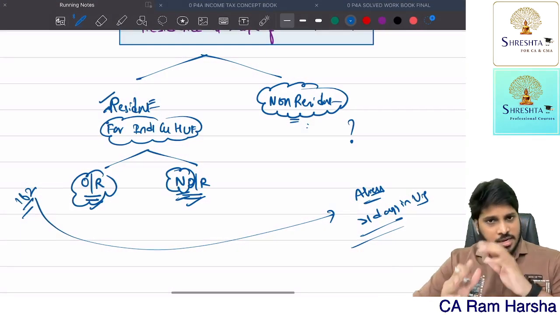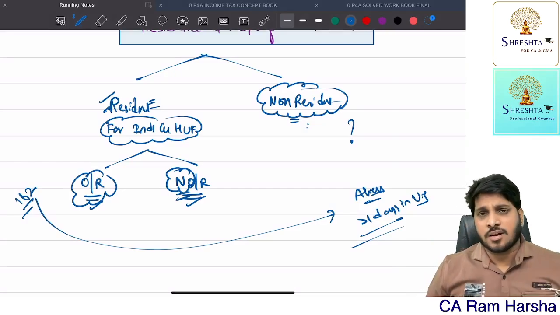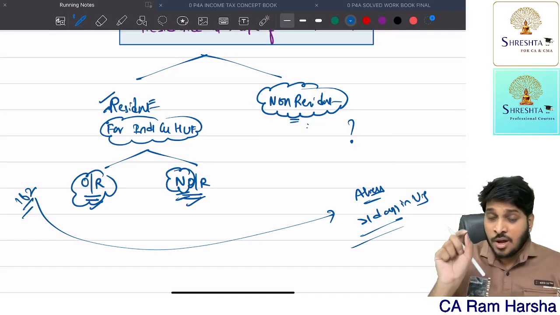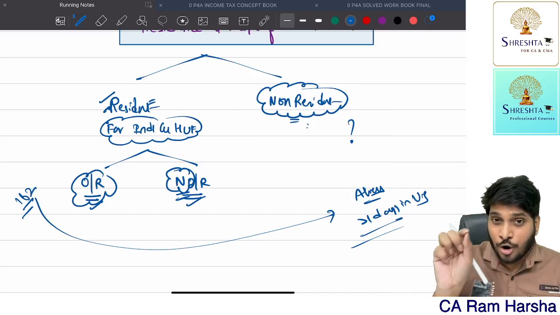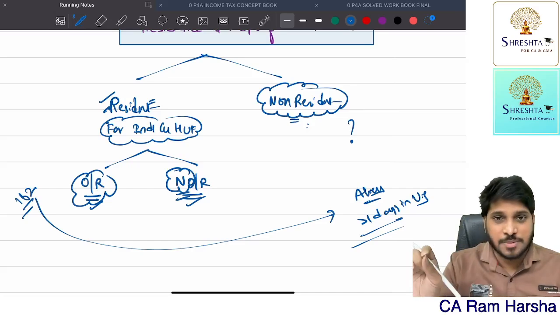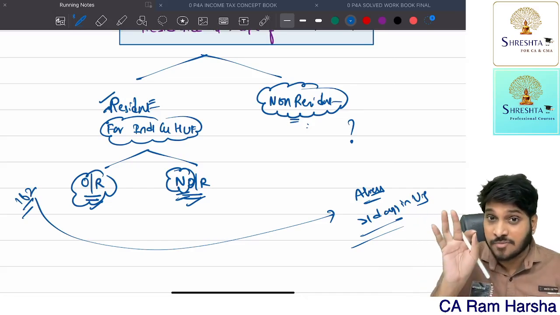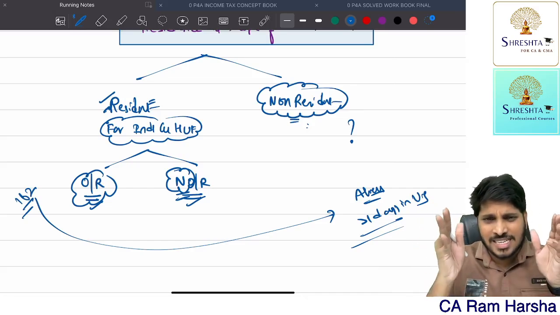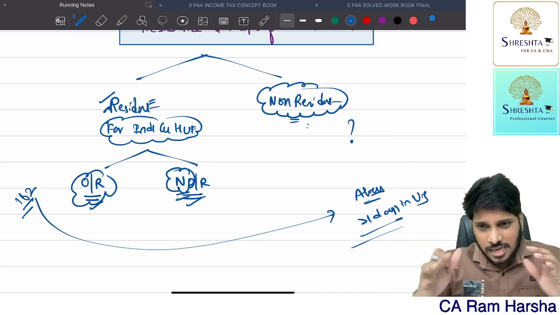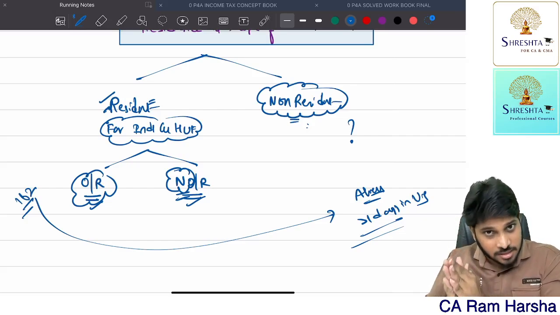So very simple, let me sum up. What is the purpose that we are learning? This chapter heading, if you look, is residence and scope of total income. Scope of total income: what incomes are earned by any person, whoever the person is, what incomes he is getting, from where he is getting them, and what is included in the definition of total income, that is explained in this chapter.